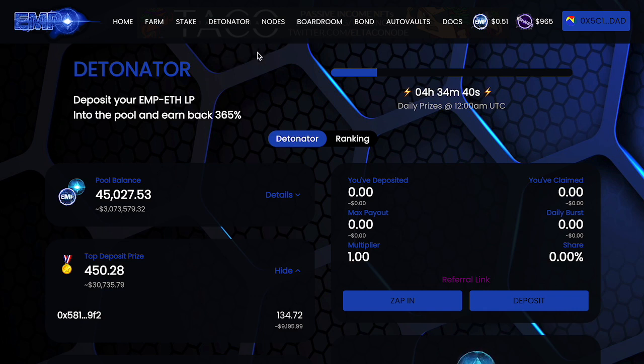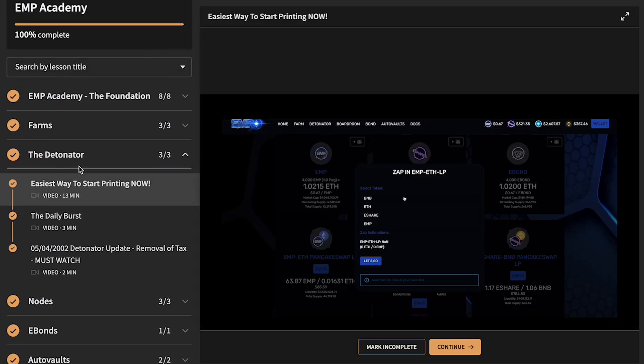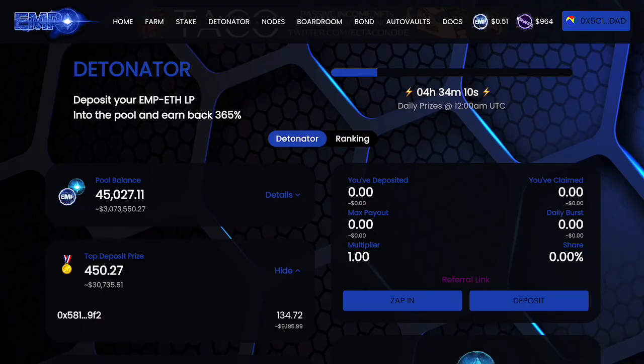Before I start looking at the detonator itself, I also wanted to mention that EMP offers a free academy that covers everything in the ecosystem, including the detonator. As you can see here, there's a whole section on the detonator inside the academy with 3 different videos to take a look at. If you haven't looked at those yet, I highly encourage you to do so. By the time you get done with those and this one, you should have a pretty good idea of how the detonator works and also how it might fit into your overall strategy on the platform.